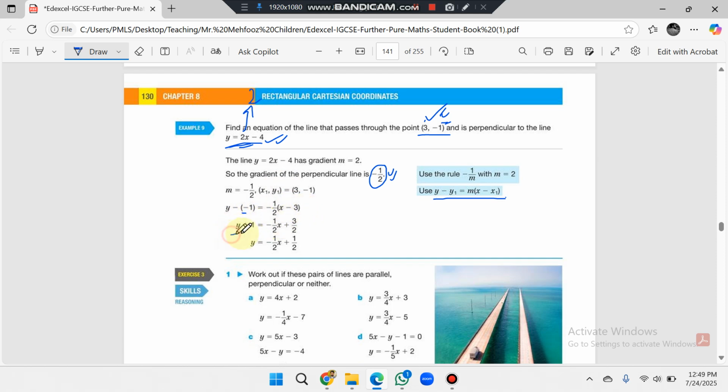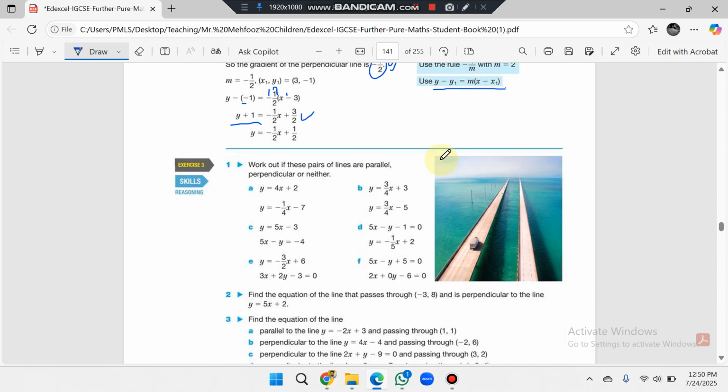When we simplify it, your answer will be y + 1 = -1/2 multiplied into the bracket. It becomes -1/2 x + 3/2, because when we multiply this minus and this minus, the answer will be plus. So it becomes 3/2. This 1 goes on the right side and is subtracted from this 3/2. So your answer will be y = -1/2 x + 1/2. This is the equation of the line which is perpendicular to that line and passes through this point. Understand?